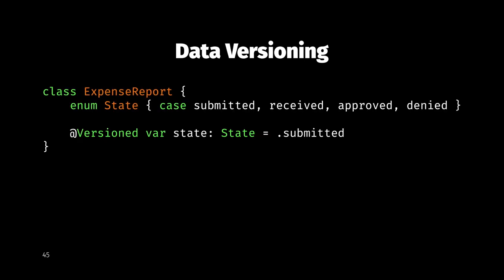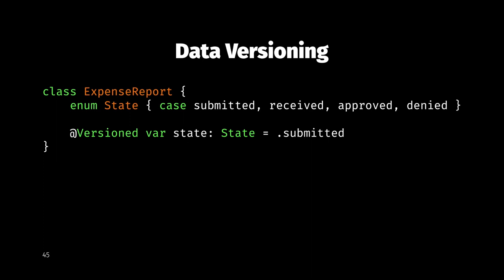So for instance, let's imagine that we are implementing an app where we are dealing with expense reports. These reports have a state. They are submitted, received, approved, or denied. And with this add version property, we can manage a state of all the values that were set to the property.